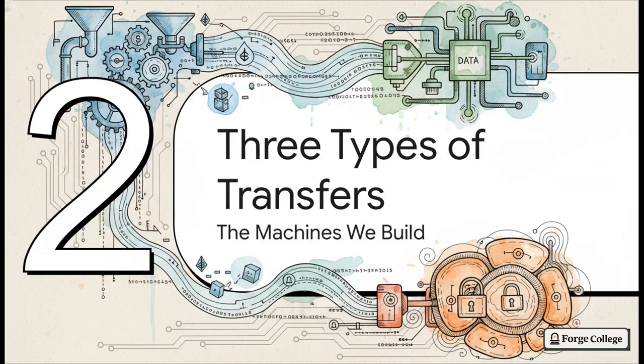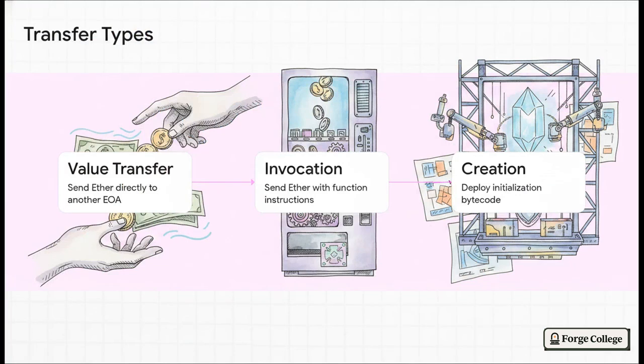Section 2. 3 types of transfers, the machines we built. If you just assume every transaction behaves exactly the same way, you're going to miss some absolutely crucial details. At an implementation level, we're actually dealing with 3 specific machines here: value transfers, contract invocations, and contract creations. You can think of these as handing cash directly to a buddy, putting coins into a vending machine to trigger some mechanical logic, or literally building a brand new vending machine from scratch.